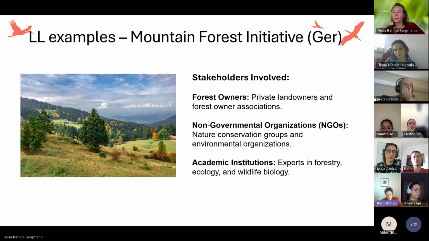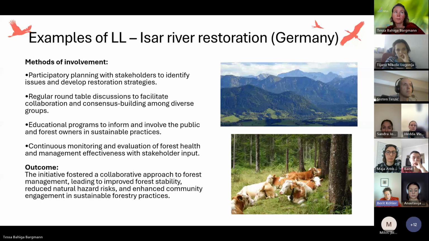Yeah, and then they managed to really involve actively here the forest owners, the private landowners, and the different forest owner associations, and also a realm of nature conservation groups and environmental organizations, and also the academic institutions with experts in forestry, ecology, and wildlife biology. But you see also the governmental sector was a little bit missing, actually.